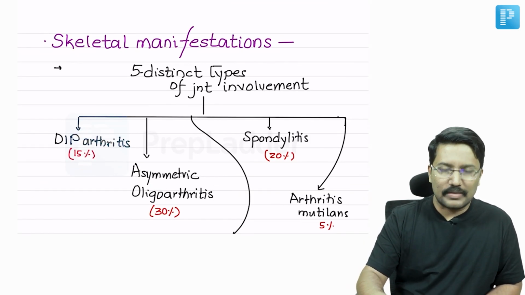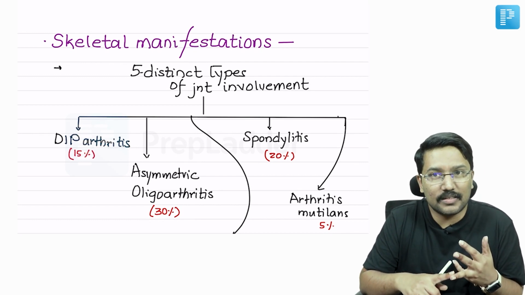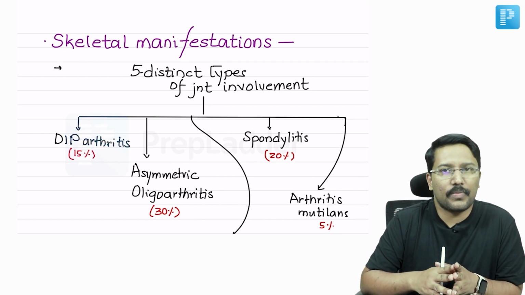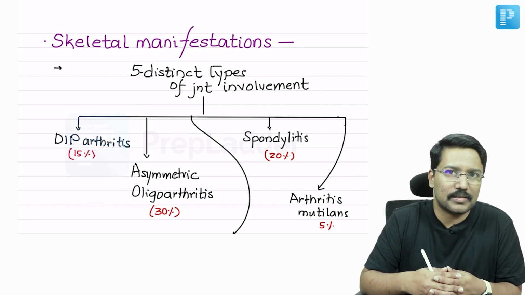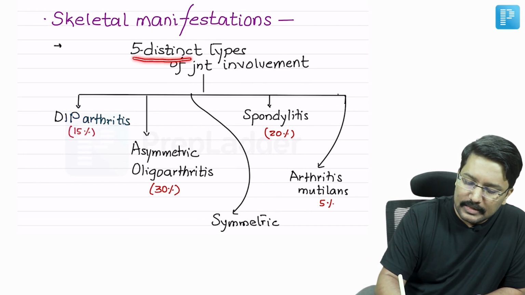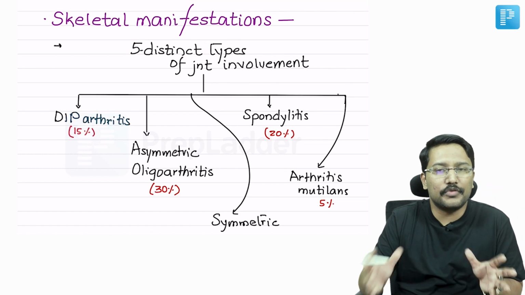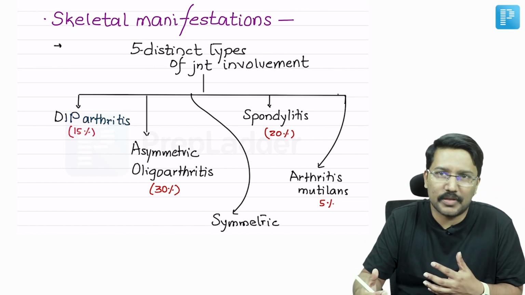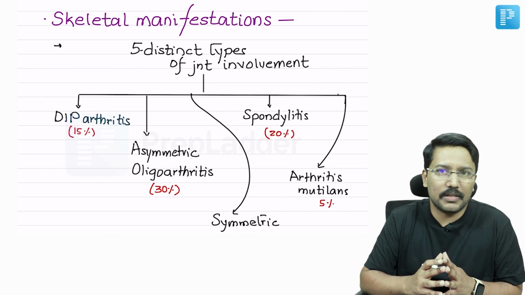Okay, so now let us go on to discuss the clinical features. So far we know the epidemiology, we know the characteristic genetic changes that are associated with this disease. Now let us discuss the clinical features. We will begin with skeletal manifestation because obviously we are talking about arthritis, right? In psoriasis, the skeletal manifestations can be discussed under 5 distinct types of joint involvement. Now, there would be significant overlap of these presentations, but books continue to describe these 5 distinct types. Okay, what are the 5 distinct types?